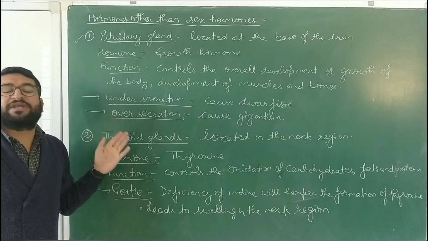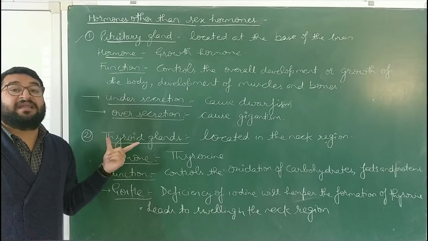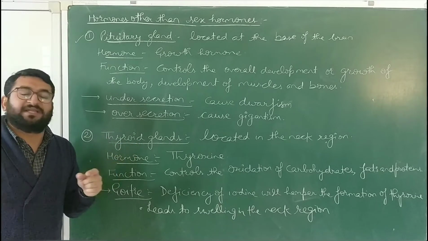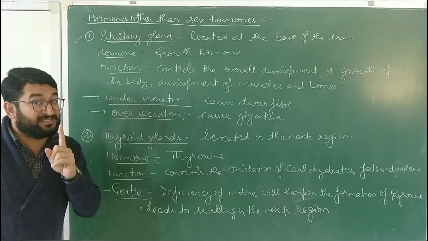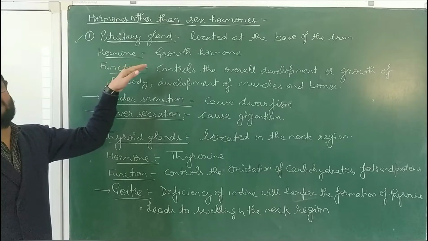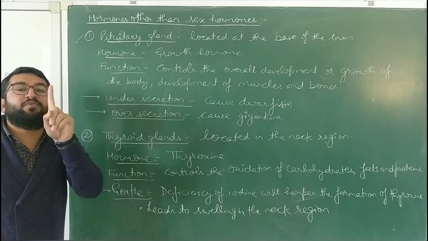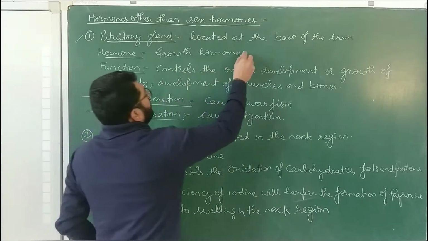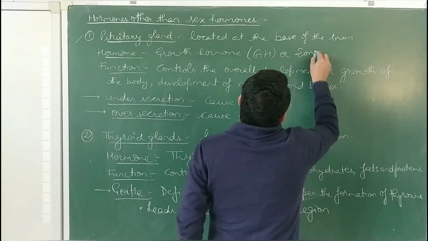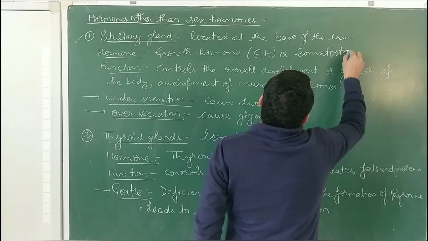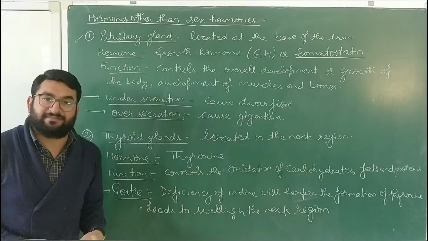This gland is located at the base of the brain, and it is further controlled by another gland named hypothalamus. That is not part of your class 8th syllabus; you will study it in class 10th. The pituitary gland releases multiple hormones, but out of those you have to discuss only one, and that is growth hormone, represented as GH. It is also known as somatostatin.